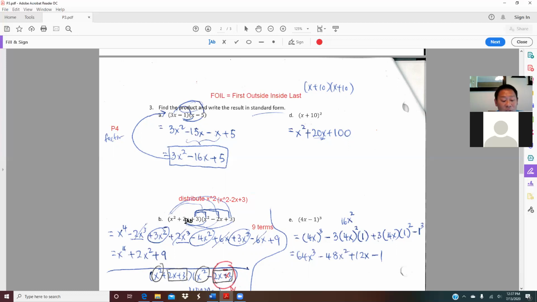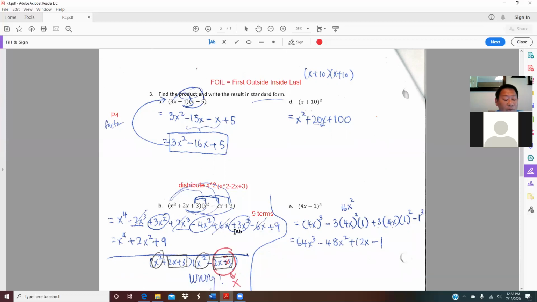And then you multiply 2x with x squared, which is 2x cubed. 2x with negative 2x is negative 4x squared. And then 2x with 3 is 6x. And then lastly 3. So 3 times x squared is 3x squared. 3 times negative 2x is negative 6x, and 3 and 3 give you 9. So you should get a total of 9 terms here.